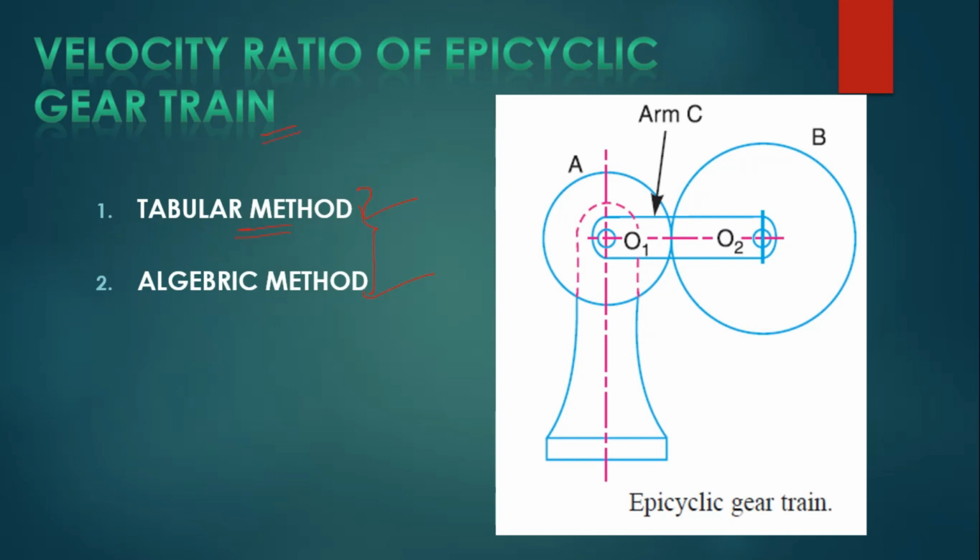in our last video. This is the layout of epicyclic gear train, where A is a sun gear, C is the arm and B is a planet gear, right. A rotates about the O1 axis and B rotates with respect to the O2 axis. Already we discussed this in our previous video. Just take a look.